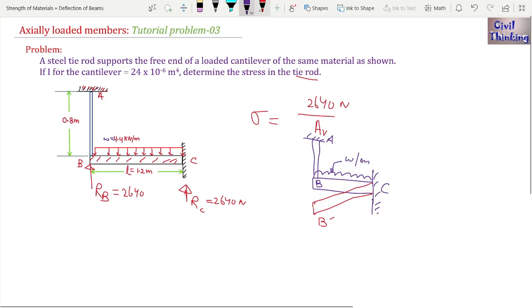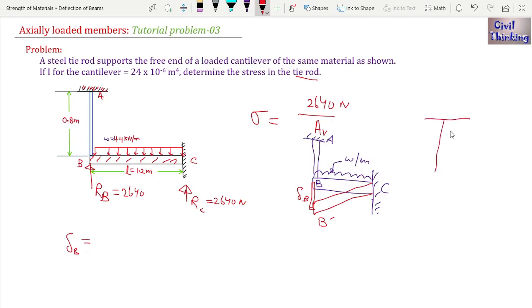There will be an extension in the tie rod, right? Let me call this delta B. Delta B is the elongation of the AB member, and delta B is also the deflection of B. Now when we consider delta B to be the elongation of the member, we know the elongation of the member is PL upon AE.